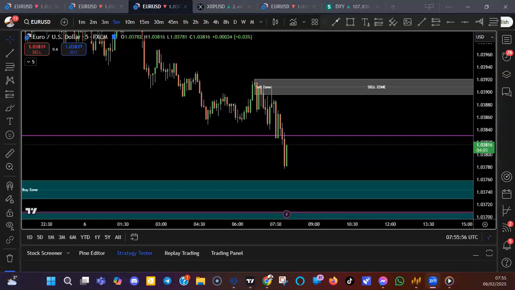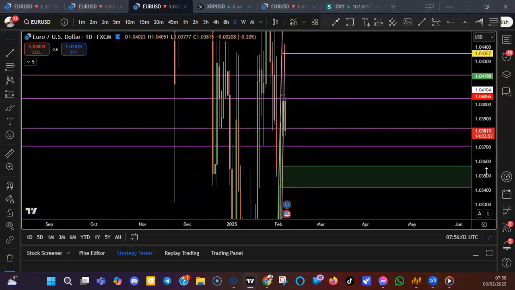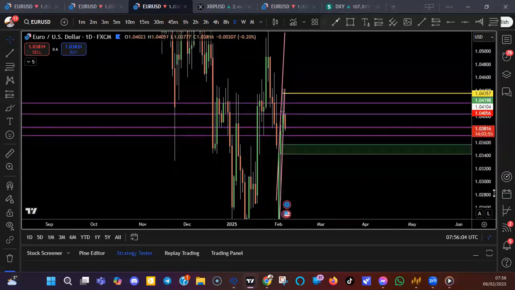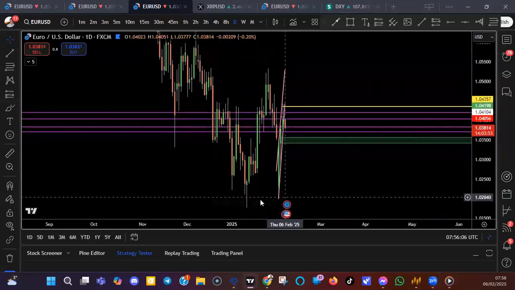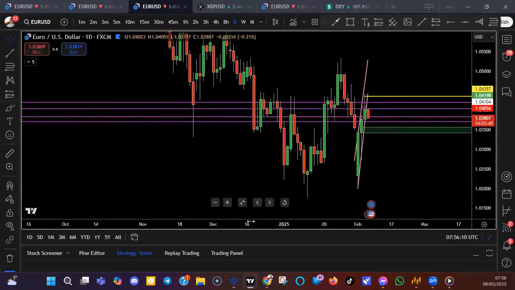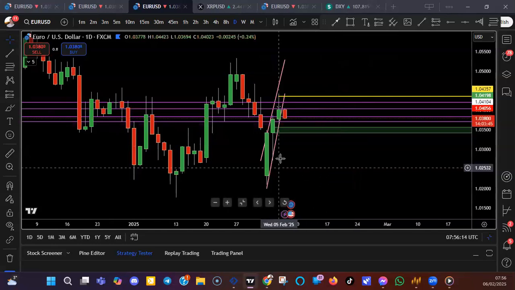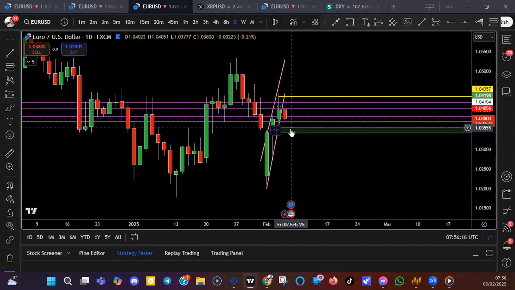Let's go and have a look at the bigger picture. Moving to the daily time frame, we can spread this out a bit. These are previous lines I drew yesterday. We still got that imbalance that needs to be filled.